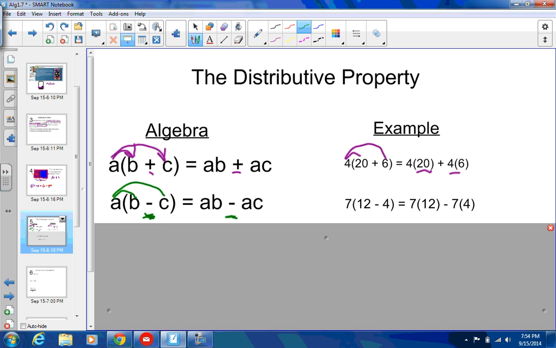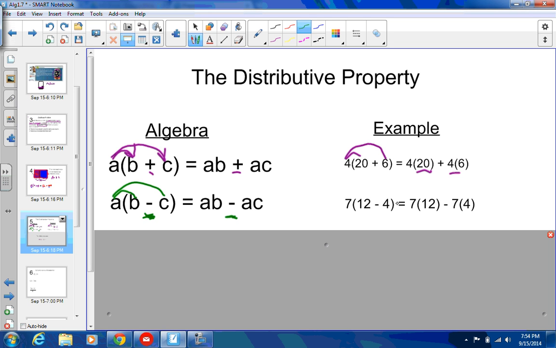So an example over here would be you have 7 times 12 minus 4. Now you can figure out what 7 times, I don't know, 8 is. Sorry, 7 times 8, which is 56. Or you could keep it like this, like the distributive property, and distribute that 7 to the 12, which would be 7 times 12, and 7 to the 4, which is 7 times 4, and then keep that subtraction sign in there. And you can figure that out.